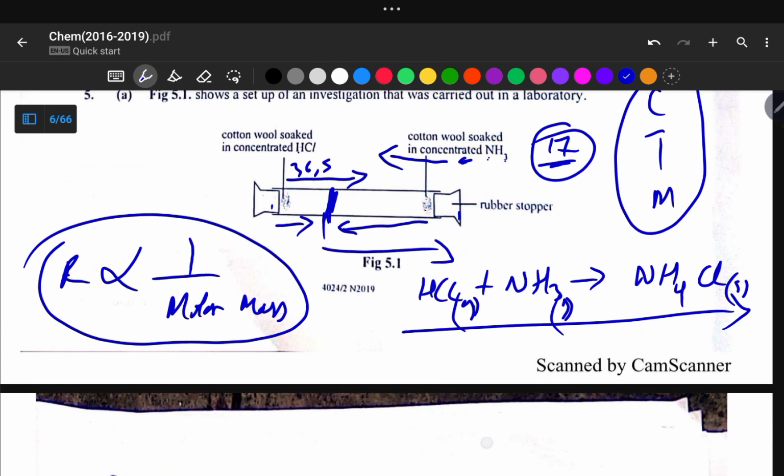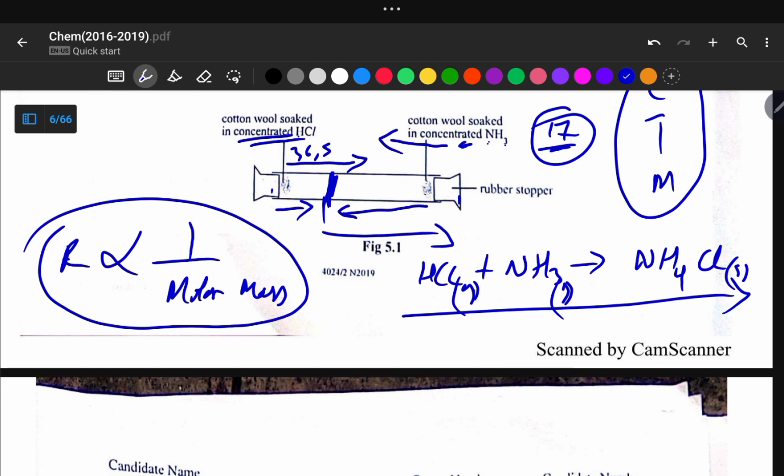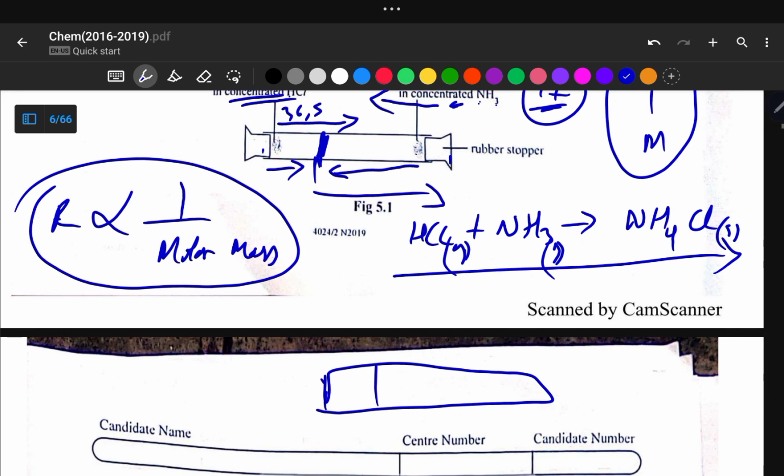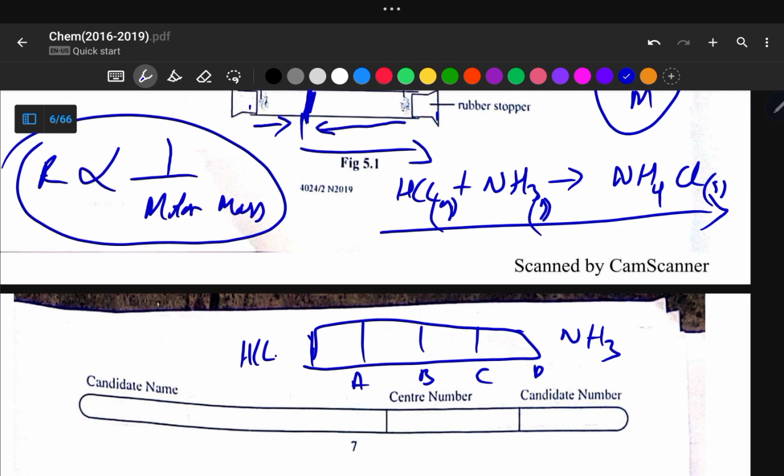So you should also note that ammonium chloride is formed near the end where you have hydrogen chloride, and I've explained why. So that's what you should know. In your multiple choice questions, they can examine you by saying this is point A, this is point B, C, and then D. You can be asked to tell the point where the ammonium chloride is formed. So ammonium chloride is formed at A, not at B.